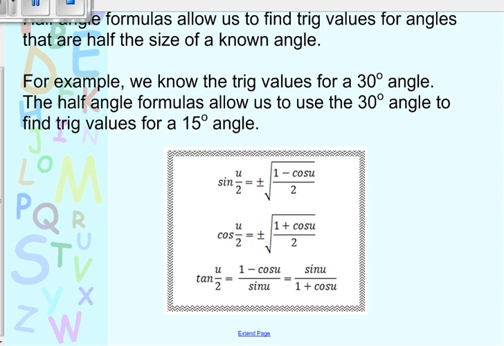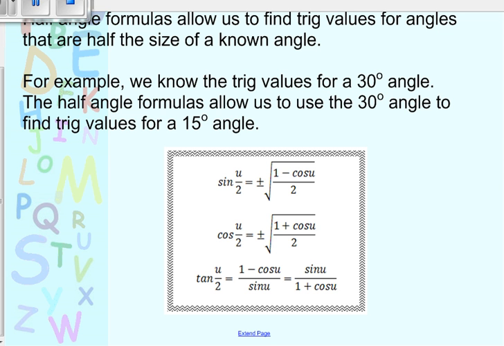Sine of the half angle is going to be plus or minus the square root of 1 minus cosine u divided by 2. The plus or minus in the front is based off of which quadrant the half angle would be in, not the angle that you're using to help you solve this problem. For sine, for the most part, we'll always use plus. It's very hard and very rare for us to get a sine that's in the third or the fourth quadrant where sine would indeed be negative.